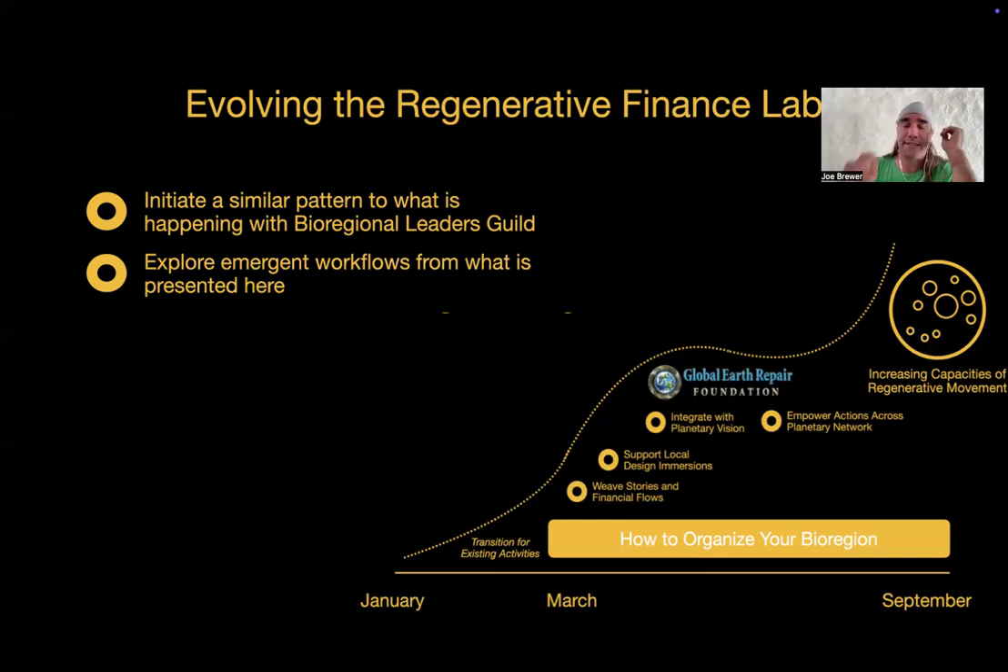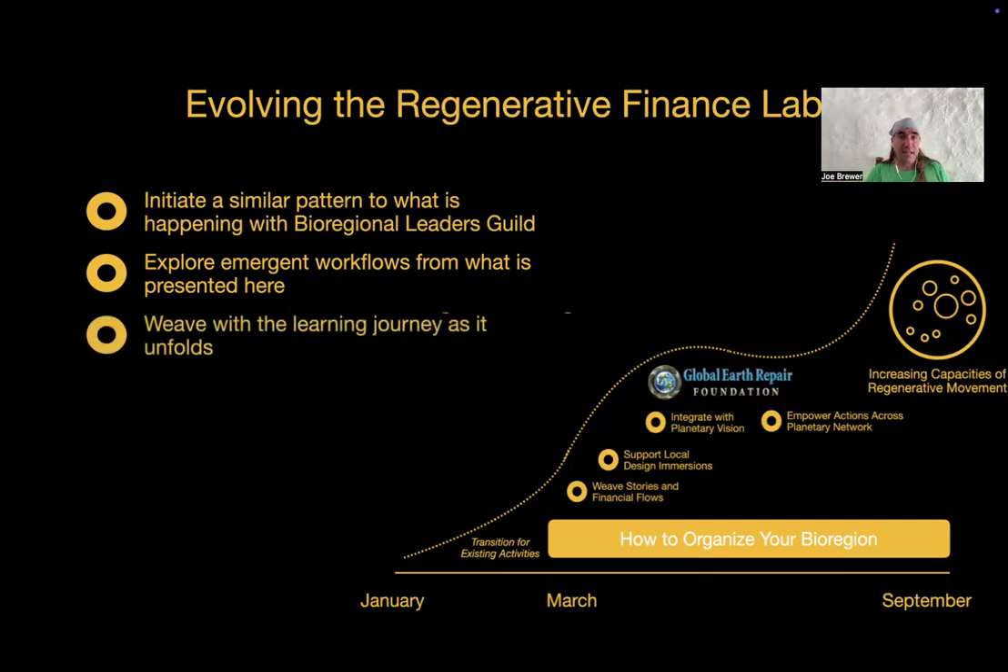How can the Regenerative Finance Lab help create flow funds with Kinship Earth? How can we create workflow and work groups around global earth repair and bioregional action plans? How can we create workflows for funding of confluences and community dialogues with R3.0, and so on? So how can we imagine and envision the finance lab becoming practical workflows around the opportunities that are emerging this year? And that means we can weave the regenerative finance lab with the learning journey as it unfolds because of its rhythm and support structures.